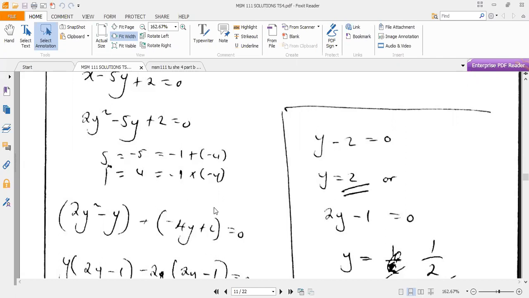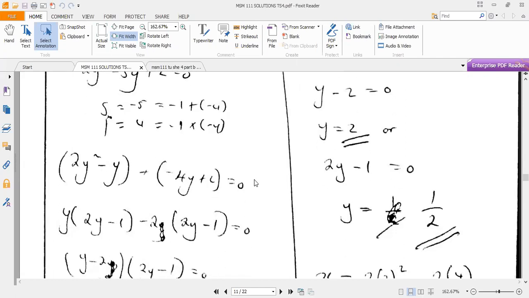Now, you can look for those factors which are common. You have noticed that y is in both terms here. You can factor out the y and remain with 2y minus 1. Then here you know that -2 is common, so you can factor out the -2 and remain with 2y minus 1. The 2y minus 1 and the 2y minus 1 are the same here. So we can say that y minus 2 in brackets, and then in another bracket 2y minus 1, is equal to 0.